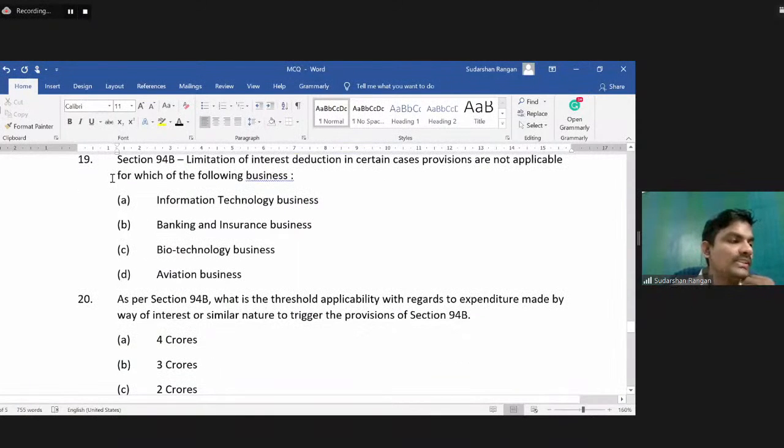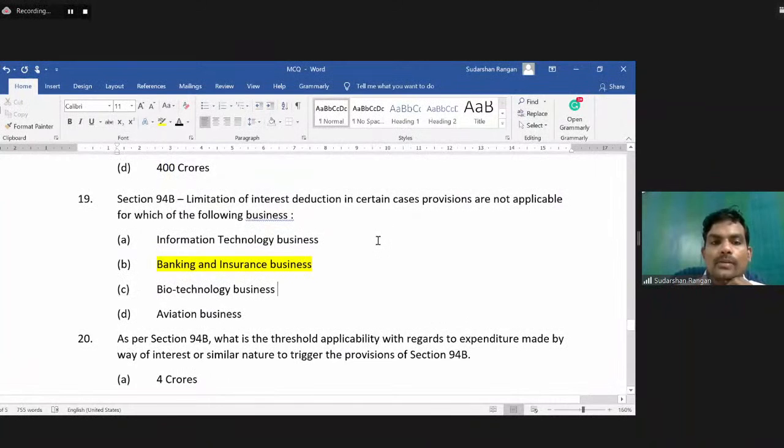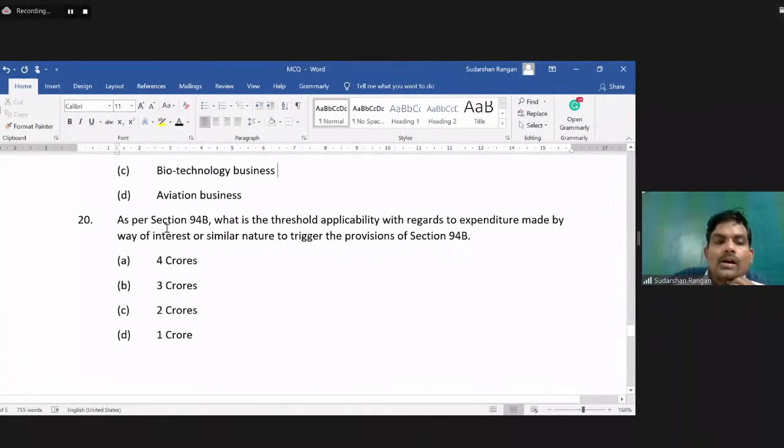With regards to question number 19, 94B is not available for banking and insurance business because they deal with a lot of interest. So they are completely carved out from 94B. With regards to question 20, the threshold is 1 crore. The minimum threshold. That's why I said put yourself in the shoes of the income tax officer. So up to 1 crore interest you pay to your associated enterprise, 94B won't tick in.